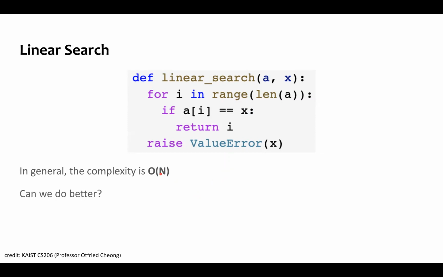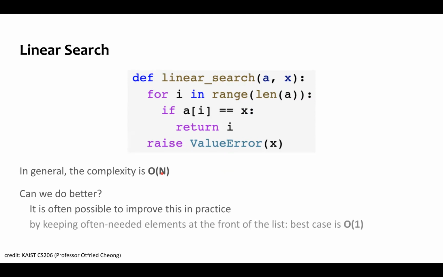And can you do better than this? It is often possible to improve this in practice. We can keep often needed elements at the front of the list. In this case, the best case is going to be O(1), because the item we are looking for is at the front of the list. How can you do this? We are going to talk about this after midterm, all right?